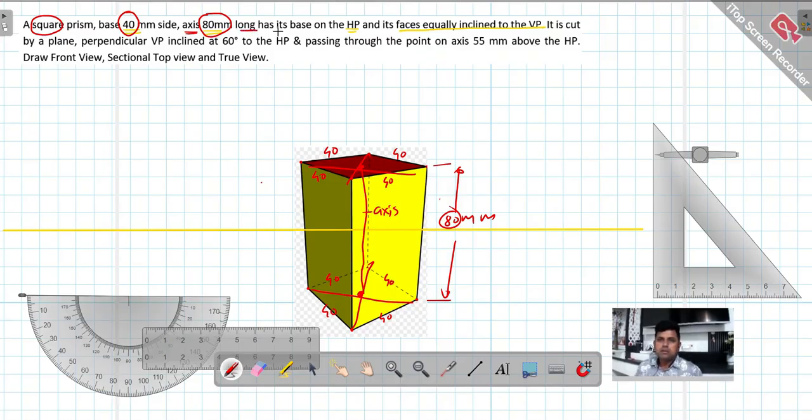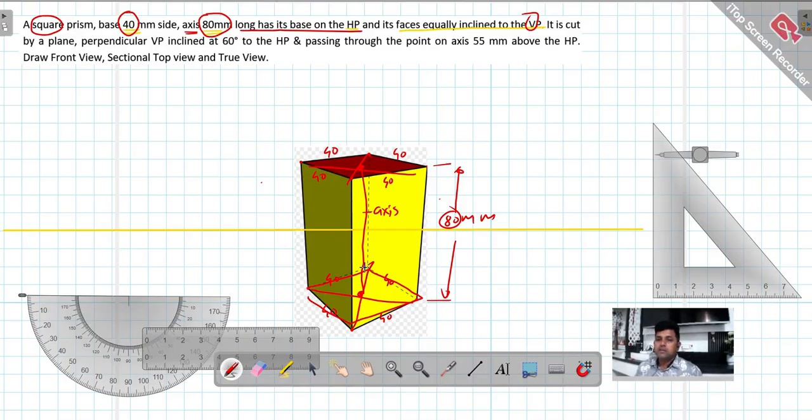that the prism has its base on HP and its faces are equally inclined to VP. Okay, what they're saying is, it is based on HP. Okay, meaning this base of it is resting on HP.